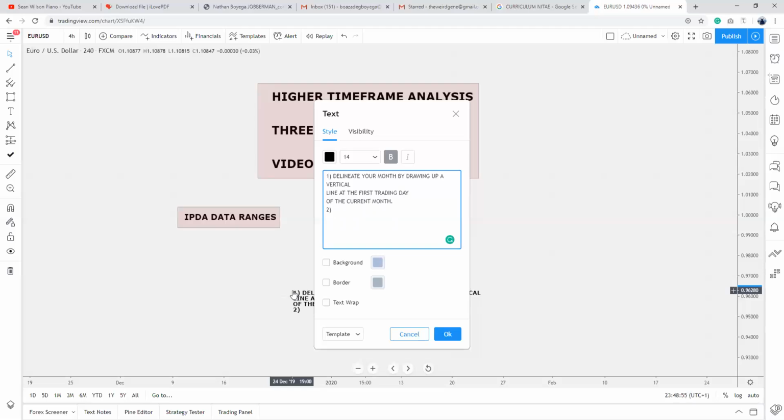Then what you're going to do next is identify institutional order flow. This simply means you're asking the question: is price bullish or bearish? You can easily do this by looking at the, and by the way, all we're doing is on higher time frames. Specifically for this lesson, we're using the daily time frame.